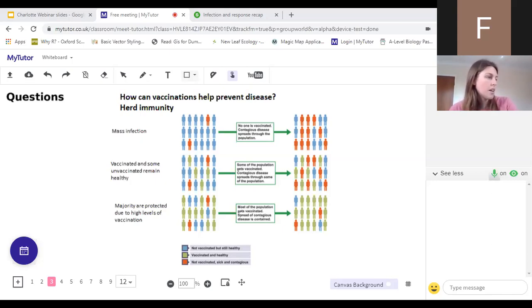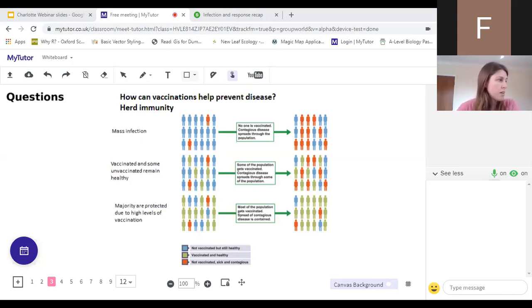Someone else is saying, COVID-19 is contagious. Can the vaccination effects be contagious? When you have a vaccination, sometimes you do get a little bit of a response, but what you're vaccinated with is a weakened form of the disease. So it's not the full form of the disease.